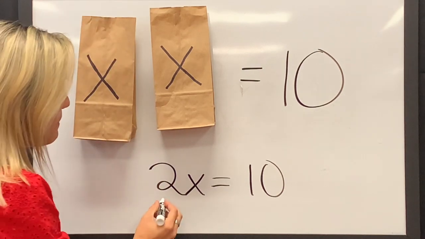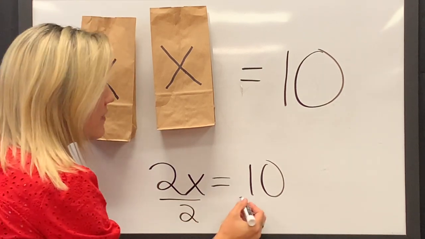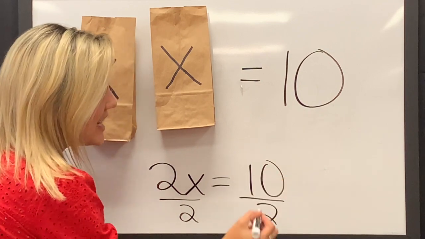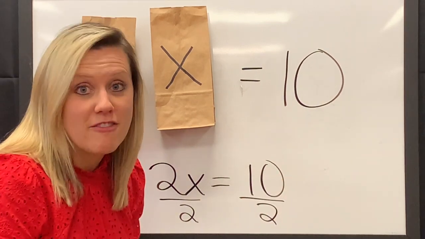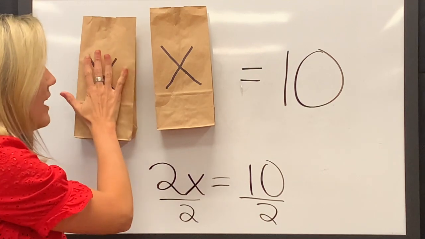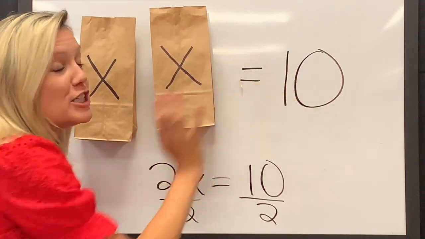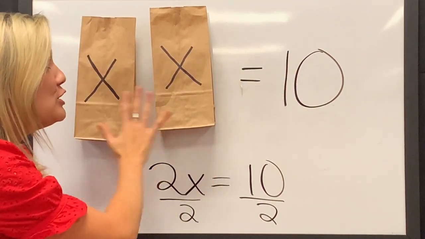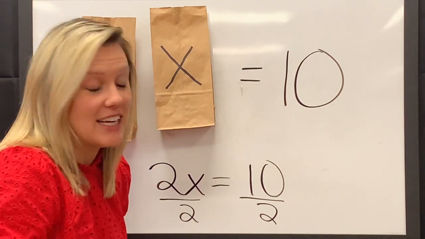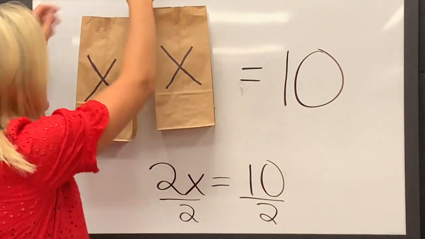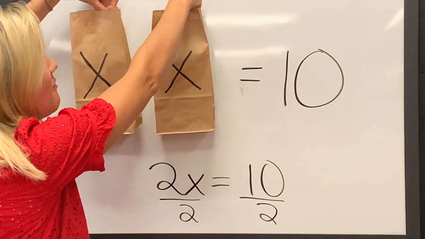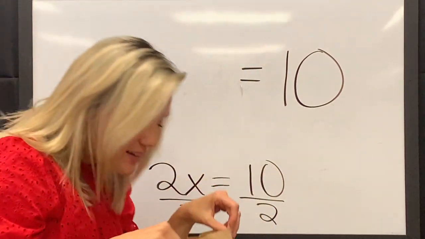So I'm going to divide by 2, and 10 divided by 2 is 5. That means 5 plus another 5 should give me 10, or 2 times 5 should give me 10. So I'm going to check my bags, and I'm going to make sure there's 5 pieces of candy, and there are. This was just the first video on showing you how to solve one-step equations.